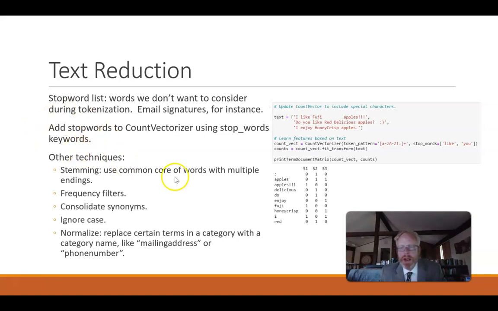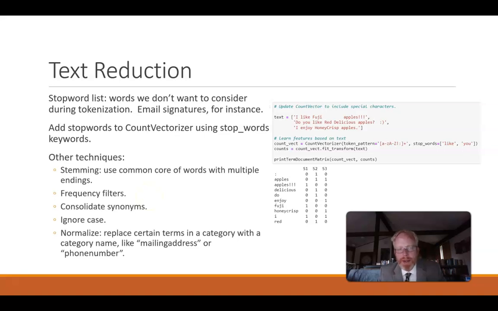One is by using a stop words list where we say, okay, exclude these words from our analysis. Maybe they're words that we've determined just aren't significant, or they're words that are very common. So we can add stop words to our count vectorizer and say, okay, these are ones we don't want to consider. A few other techniques that are common in text mining.